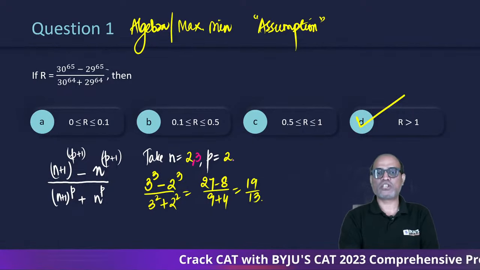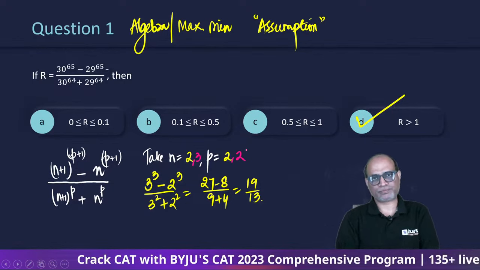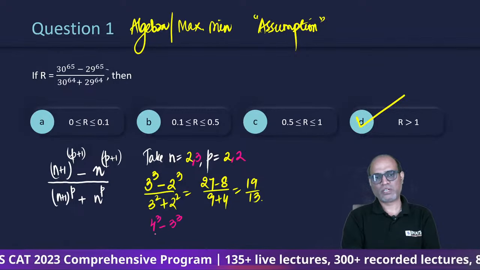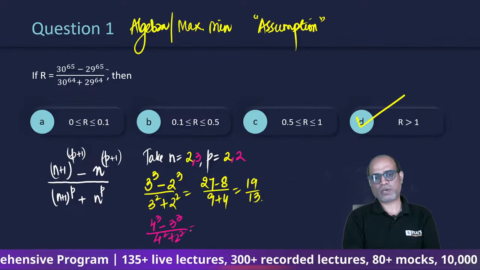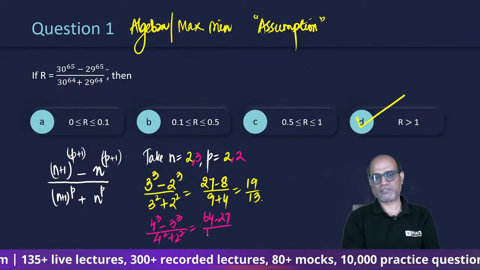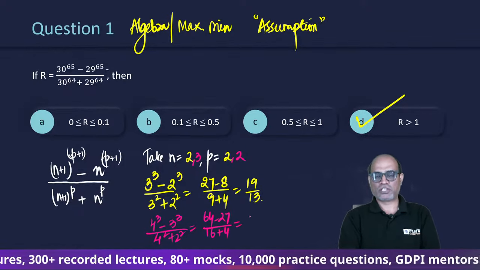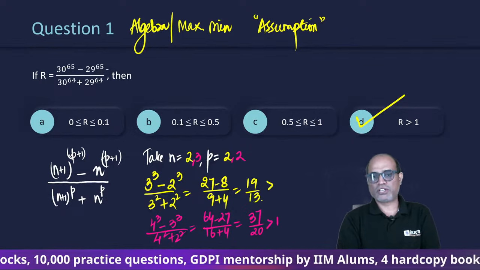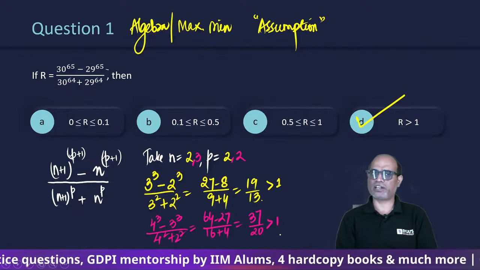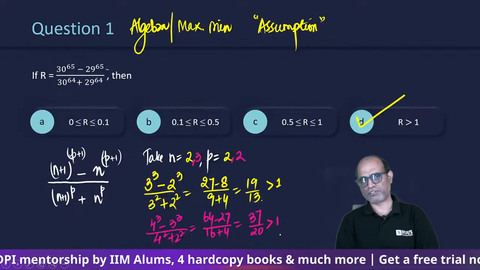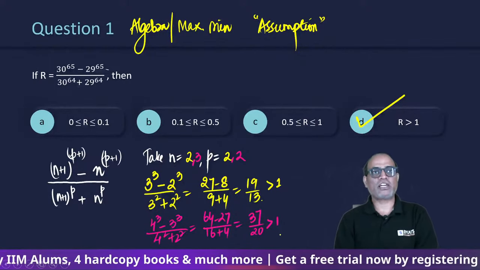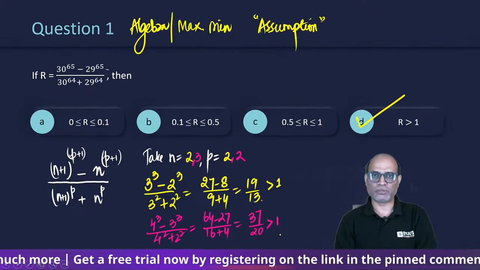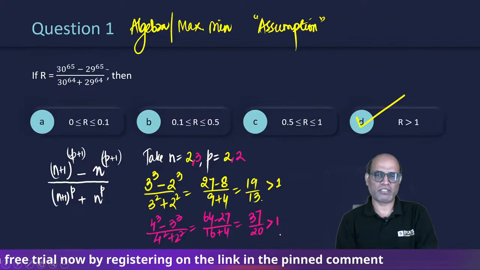So if I take n equal to 3 and p still 2, this will give us 4 cube minus 3 cube divided by 4 square plus 2 square, which is 64 minus 27 divided by 16 plus 4. So this results in 37 by 20. This is also greater than 1. So it's like stereotyping. It feels like mathematical induction: if it works for this, it works for the next, it will work every time. Right? We will only take up a project that I'm capable of doing. If a project is huge, I will break it into small parts and attempt it.